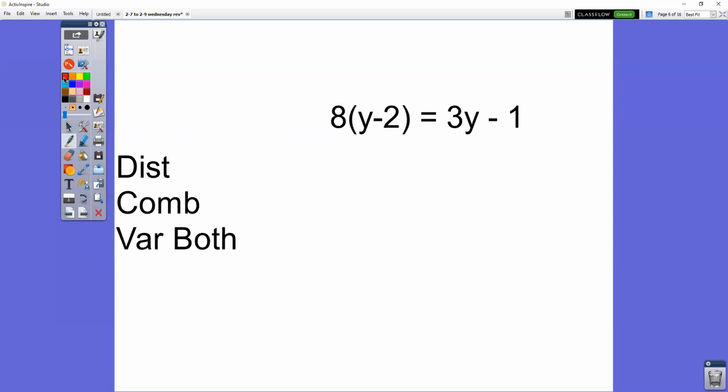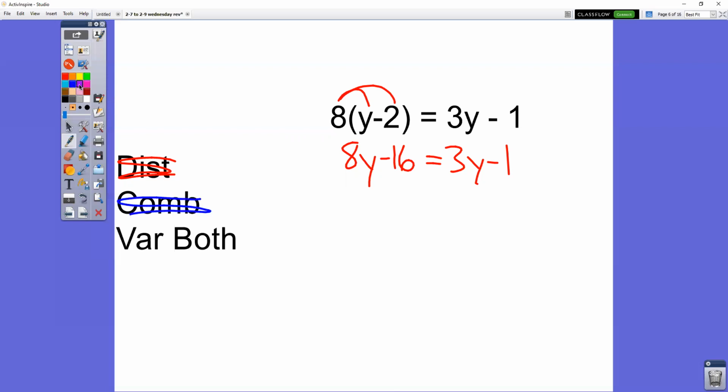So the first thing that we want to do is the distributive property. We want to take this 8 and multiply it by y. 8 times y is 8y. 8 times -2 is -16. Bring down everything else that we didn't use yet. So we did the distributive property. Do we have combining like terms? Do we have letters on the same side of the equal sign? No. Do we have plain numbers on the same side of the equal sign? No. So we don't have that.